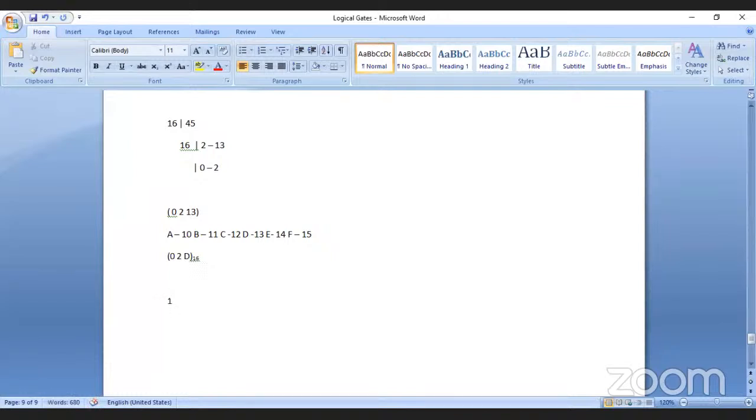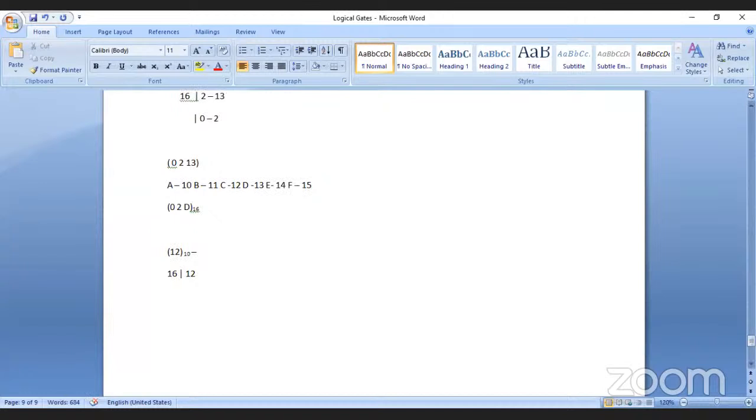For example, they have given you 12. Convert this number to a hexadecimal number. So do I need to do it again? No, just write like this: 16, 12. 16 would be there, 12, 0 would be there.